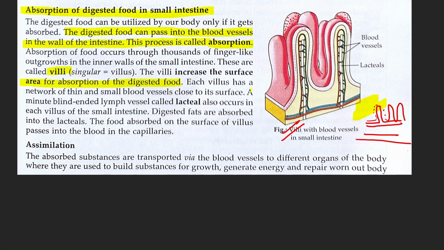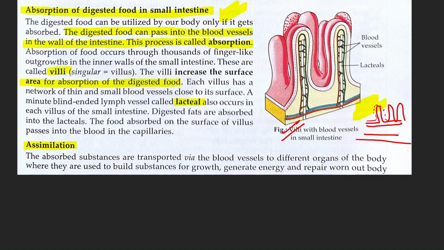Each villus has a network of thin and small blood vessels close to its surface. A blind-ended lymph vessel called a lacteal also occurs in each villus of the small intestine. Digested fats are absorbed into the lacteals. Food absorbed on the surface of the villus passes into the blood in the capillaries. That's how we absorb nutrients from the digested food.